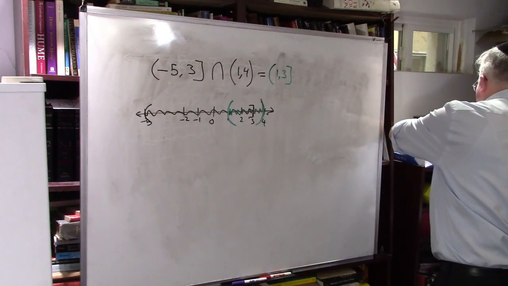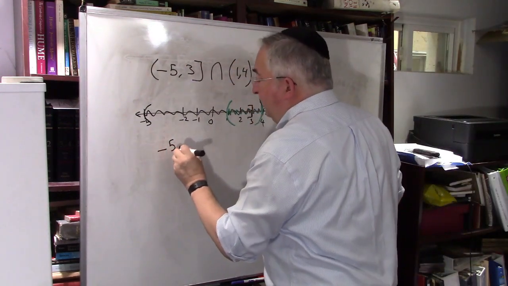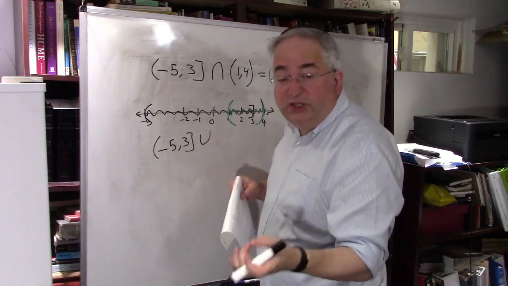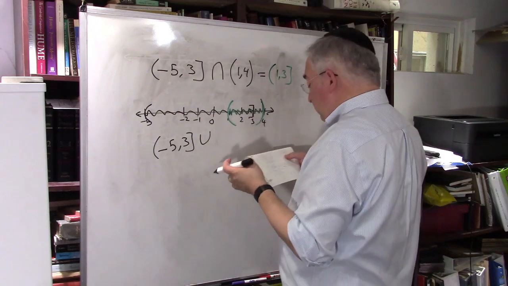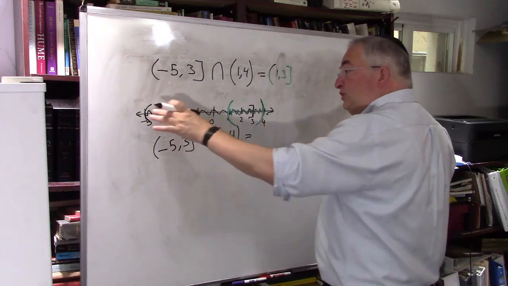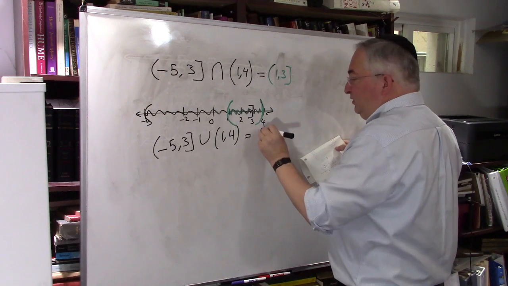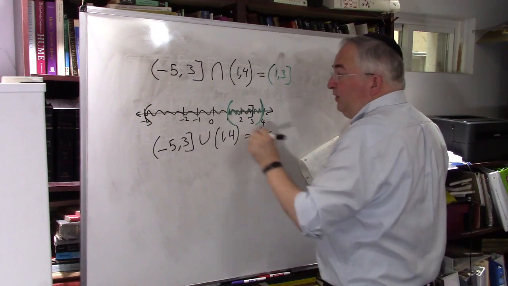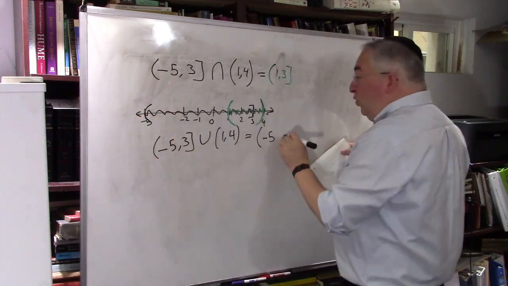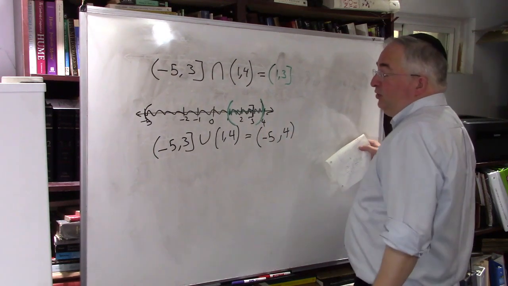Okay, let's look at another example. We can also ask -5 comma 3, round bracket, square bracket, union. What is union? Those things in this set or in that set. Okay, 1 comma 4. And this is those things that are shaded in black or shaded in green. And the answer is -5, because this is not shaded. The -5 itself is not shaded in black. We have a round bracket all the way till 4, not including 4 because 4 is not in that green.